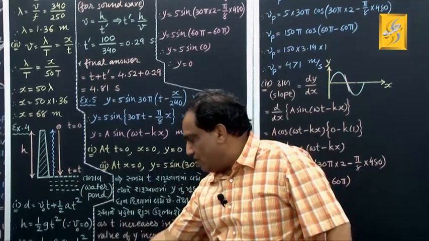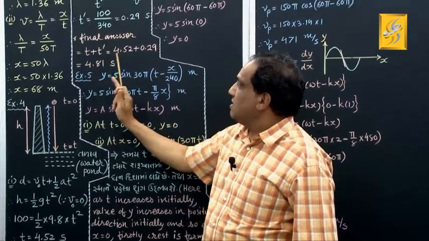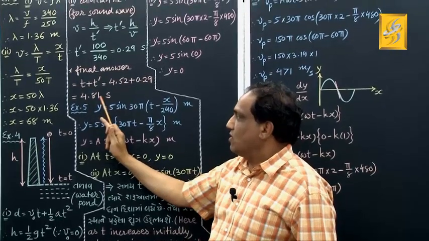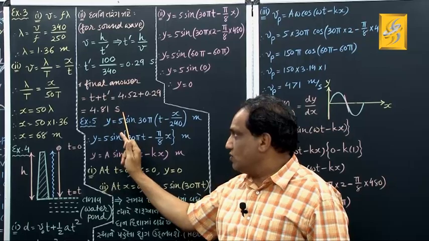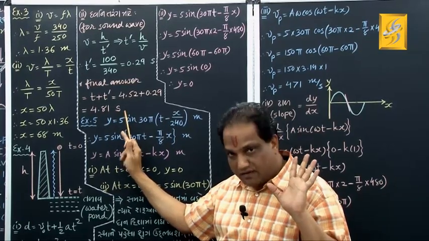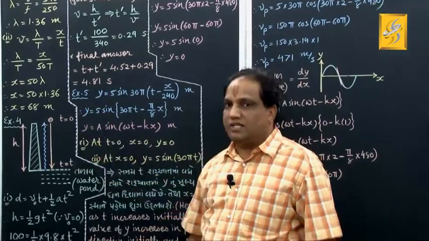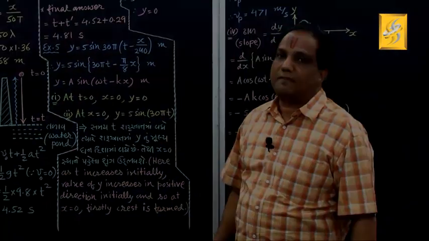What is t? 4.52. What is t dash? 0.29. Make their addition, answer is 4.81 second. Okay. Leave proper gap, write small s, don't put any full stop. Okay. Kindly read the statement of number 5.